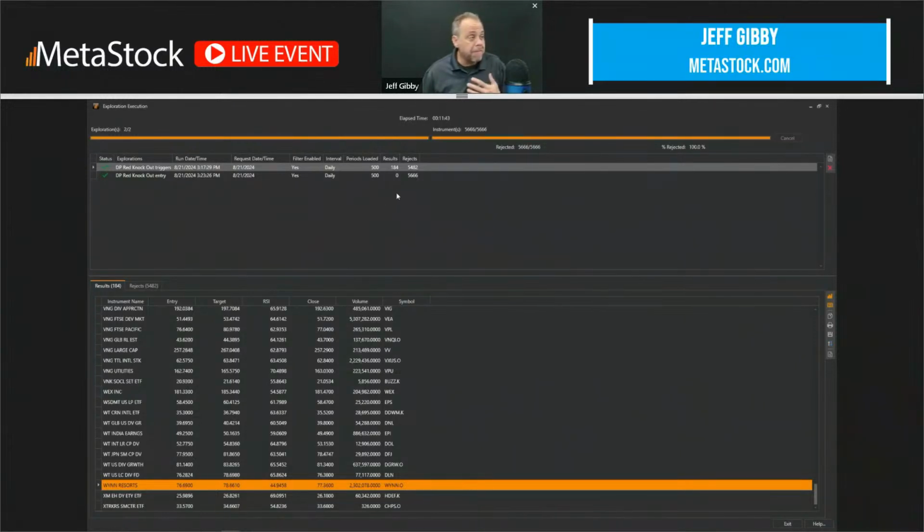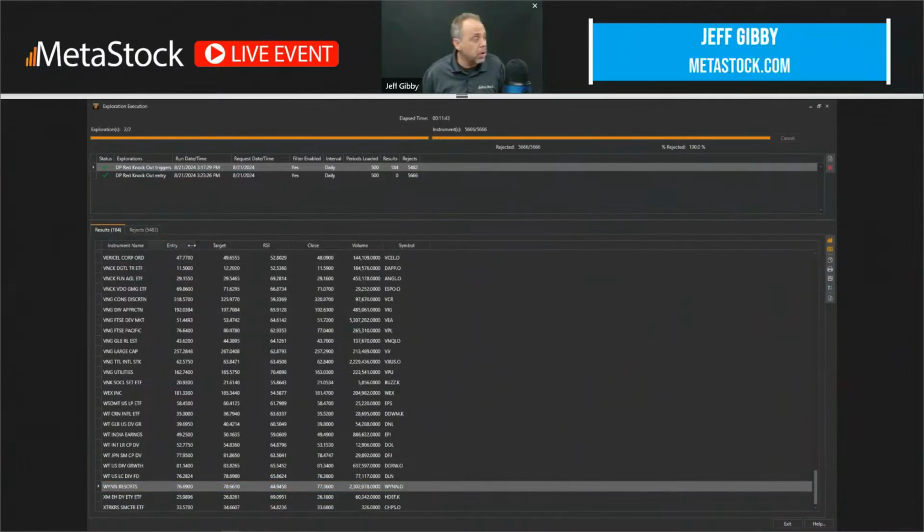Out of 5,482, it returned about 180 that might have a pattern tomorrow. And so here we can see on this screen exactly what was coming through. You can sort them by the entry, the target. You can see what the RSI values are and the close.